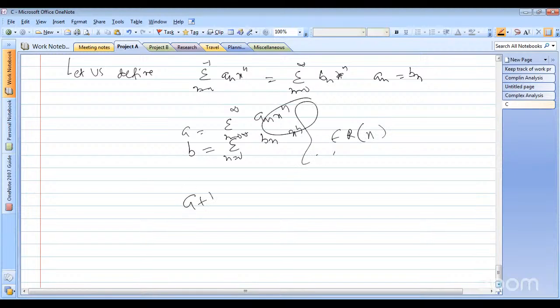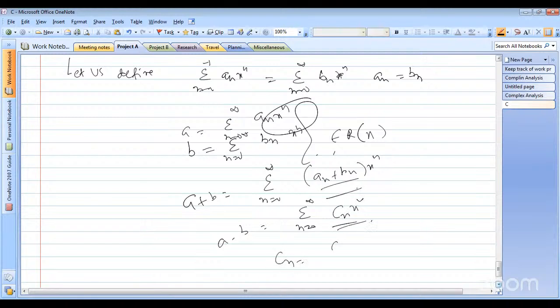Therefore I am adding here a plus b, the summation of n equal to 0 to infinity of (a_n plus b_n) x^n. And a dot b is the summation of c_n x^n, where c_n is the sum of a_0 b_n, a_1 b_{n-1}, and so on up to a_n b_0. Prove that R[[x]] is a commutative ring with identity, and R is a subring of R[[x]].